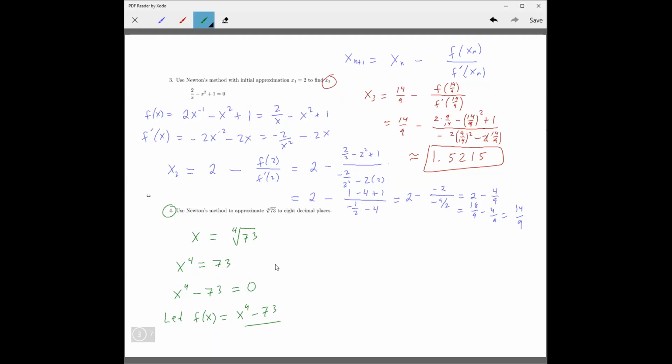Okay. So let me show you a better way to do this problem right here. Let me do this problem using Excel. Remember that this is our original function, this is our derivative, and then we'll do this problem. We'll come back and do that one.